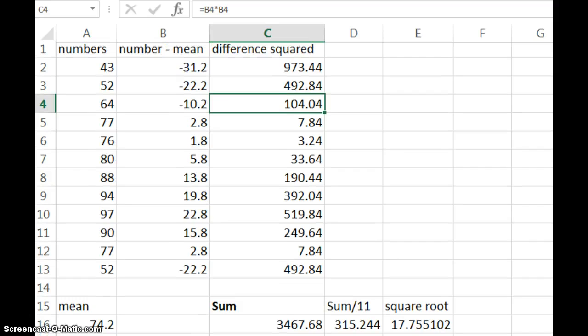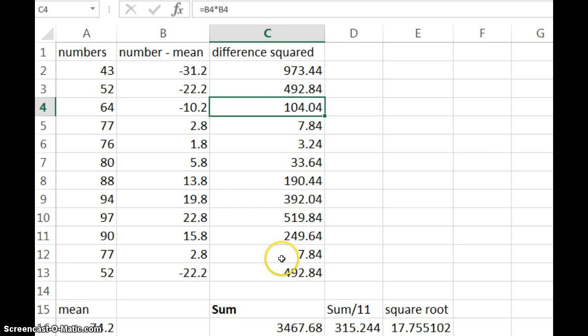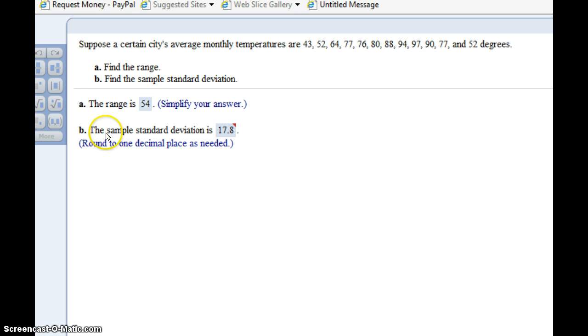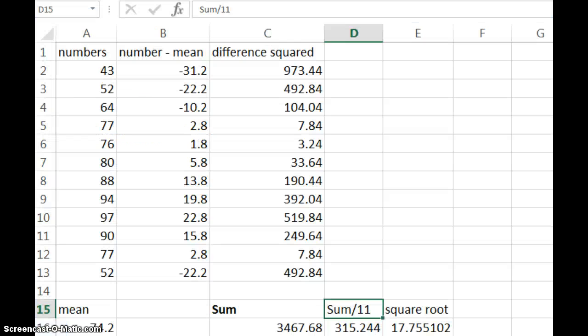What you want to do is sum all of these up. They sum up to 3,467.68. And then you divide by 1 less than how much data there is. That's what it means when you're doing the sample standard deviation. If it was a population standard deviation, we would divide by 12 because we have 12 numbers. But whenever it's a sample, which is what we have here, we divide by 1 less than how many we have. It gives us a better measure of standard deviation. So there's 12, we're going to divide by 11.